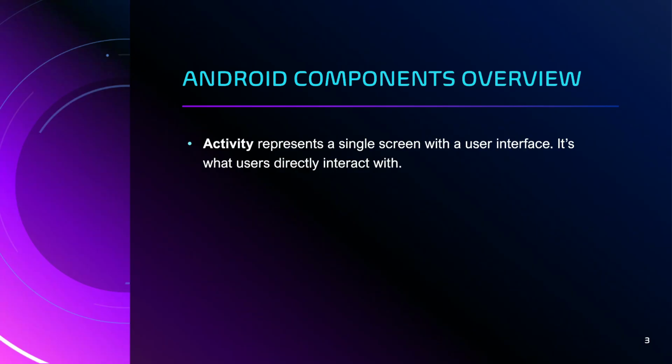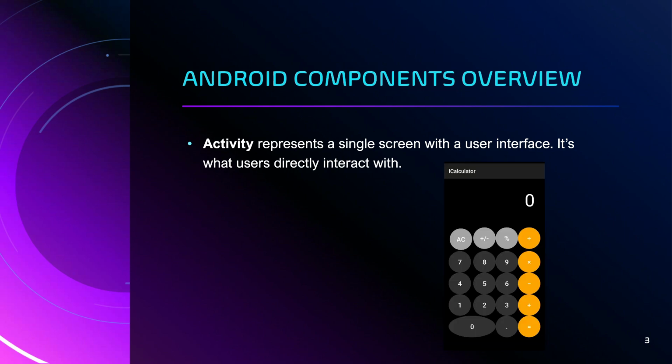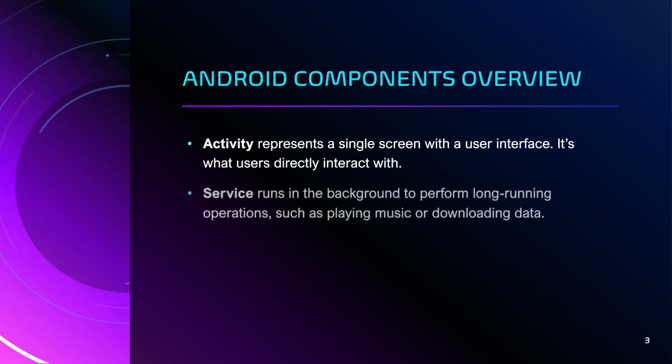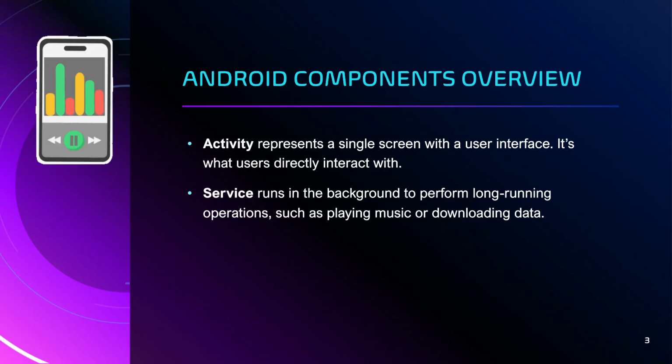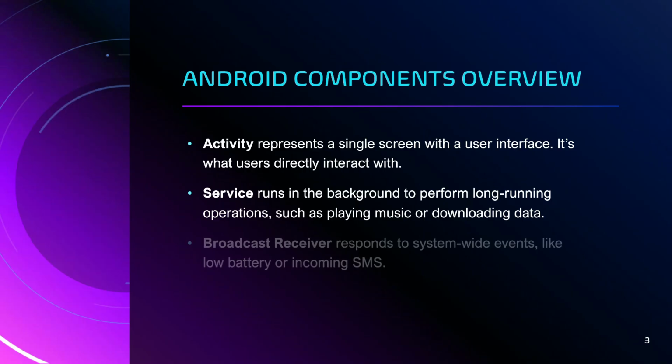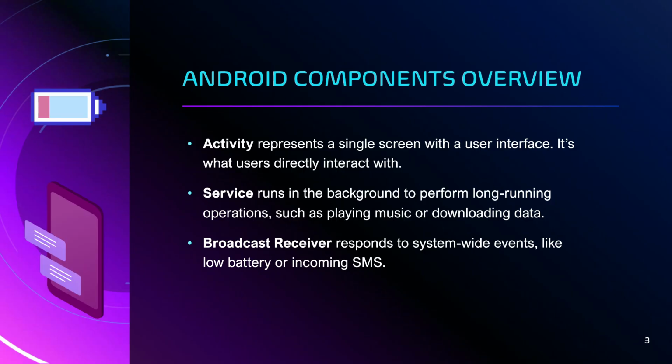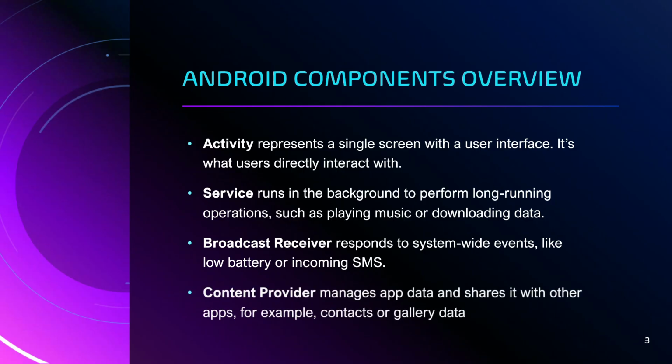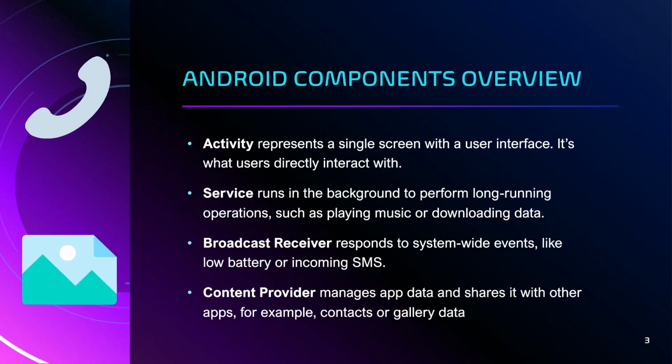Activity represents a single screen with a user interface. It's what users directly interact with. In a calculator app, the main screen where you enter numbers is an activity. Service runs in the background to perform long-running operations, such as playing music or downloading data. Broadcast receiver responds to system-wide events, like low battery or incoming SMS. Content provider manages app data and shares it with other apps, for example, contacts or gallery data.